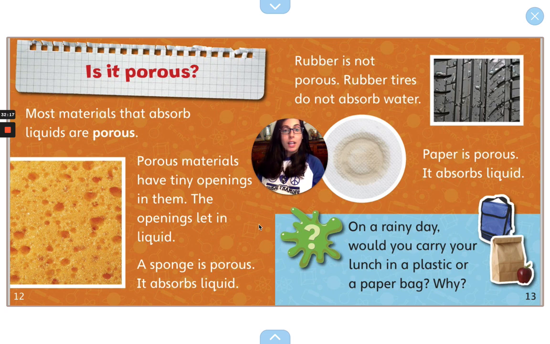On a rainy day, would you carry your lunch in a plastic or paper bag? Why? Whisper your answer into your hands. All right, this is what I was thinking. I said, on a rainy day, I would rather carry my lunch in a plastic bag than a paper bag because I know that plastic repels water where paper absorbs water, and I wouldn't want my lunch to get soggy.